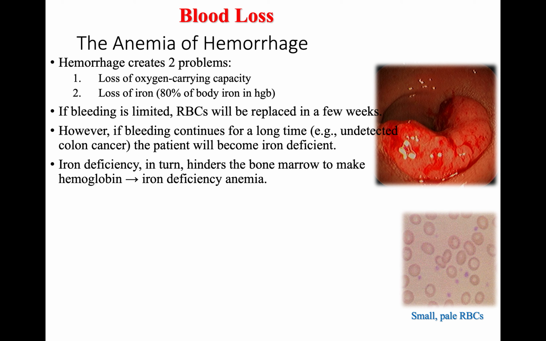Anemia of hemorrhage. Hemorrhage creates two problems: the loss of oxygen carrying capacity and loss of iron. If bleeding is limited, red blood cells will be replaced in a few weeks. However, if it continues for a long time, and again, undetected colon cancer can go on for months, almost years, before people really understand that they're sick, the patient can become iron deficient. Iron deficiency in turn hinders the bone marrow from making hemoglobin, and then we have iron deficiency anemia. And you can see they would be very small, pale red blood cells.